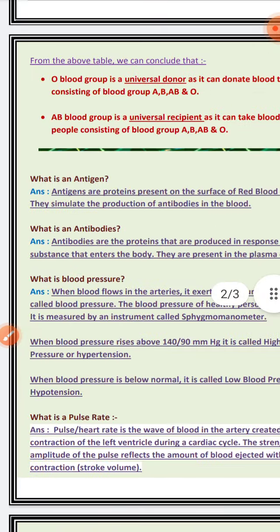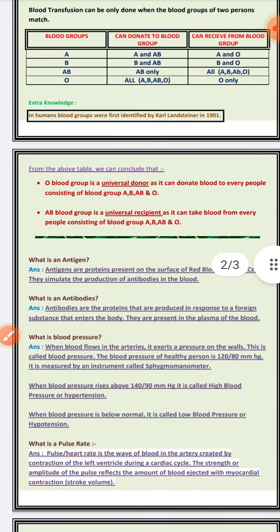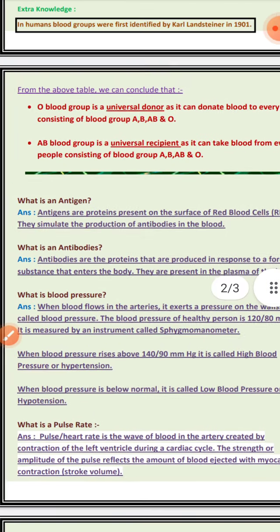I hope I have written this in very easy language, and I hope everybody has understood pulse rate. I don't have to explain it again. It is given in very simple language, the definition of pulse rate, and it is very easy.